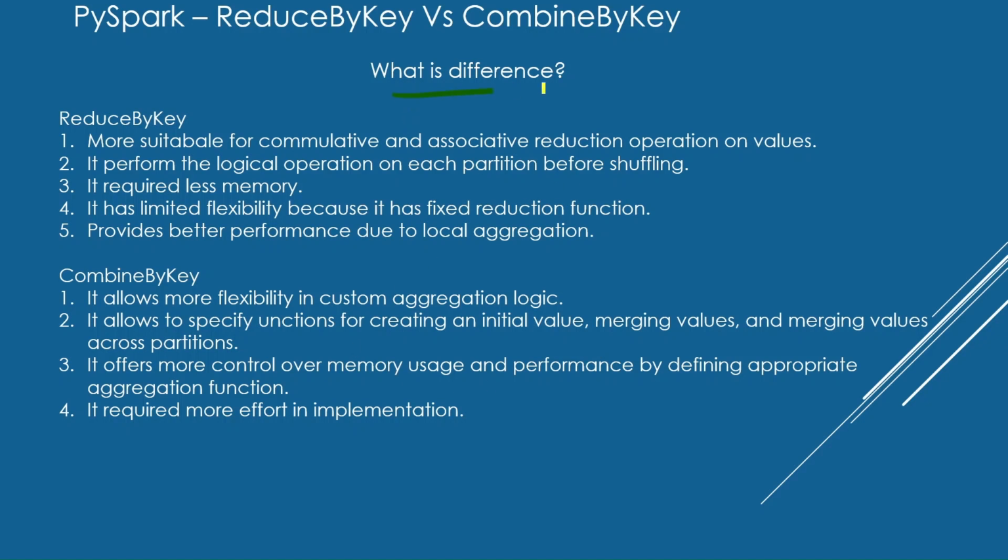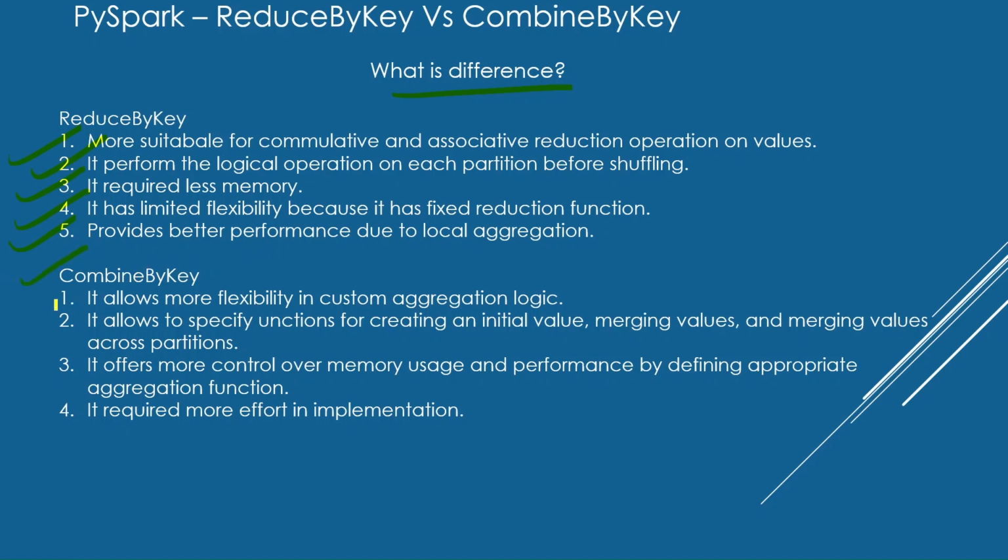So let's discuss what the difference is. Let's talk about reduceByKey. It is more suitable for cumulative and associative reduction operations on the values. It performs the logical operation on each partition before shuffling. It requires less memory. It has limited flexibility because it has fixed reduction functions. It provides better performance due to local aggregation.